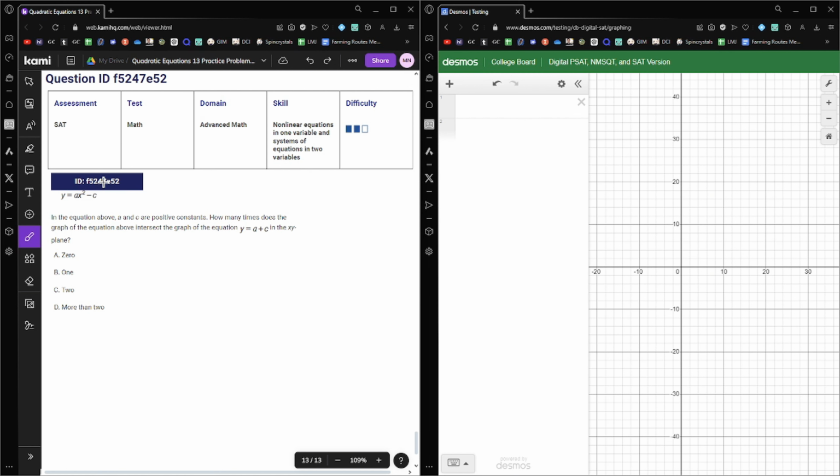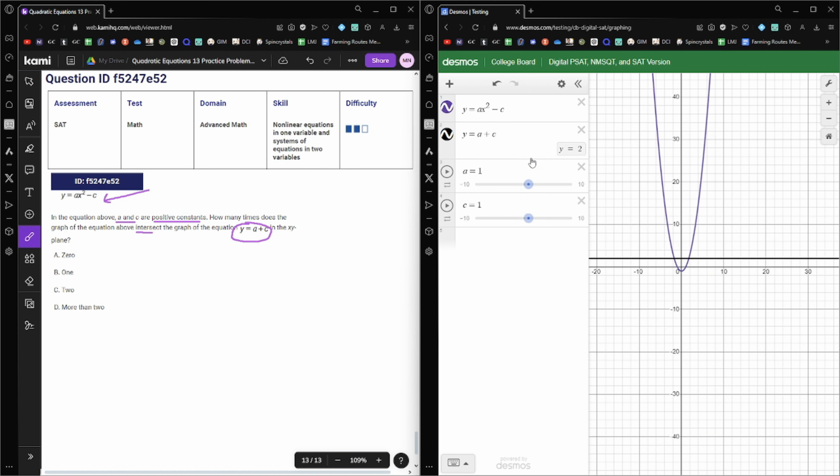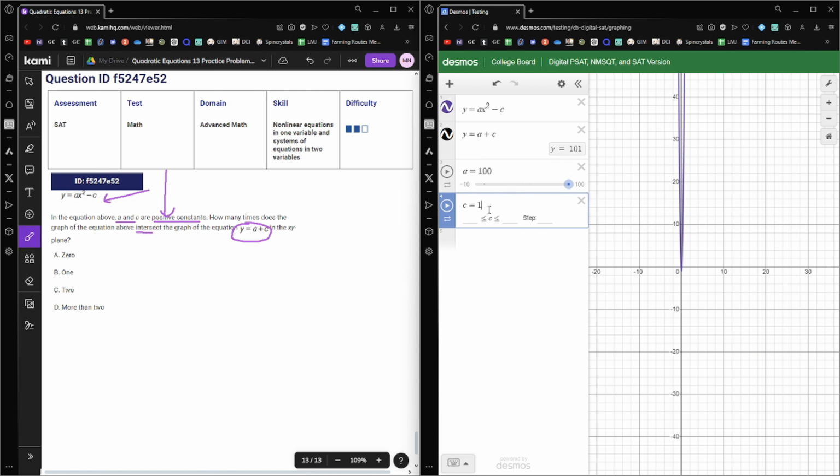Question number 13. Here they give us this equation, and they say that a and c are positive constants. Then they ask us how many times does the graph of this equation intersect the graph of this equation. So once again, let's put this in Desmos. So our first equation, y equals ax squared minus c. And then our second equation, y is equal to a plus c. Now, since they didn't give you any numbers, you can actually just put in random numbers for both a and c. The important thing though is that you keep them positive. Don't go into the negatives. I'll just put them as 100 for funsies.